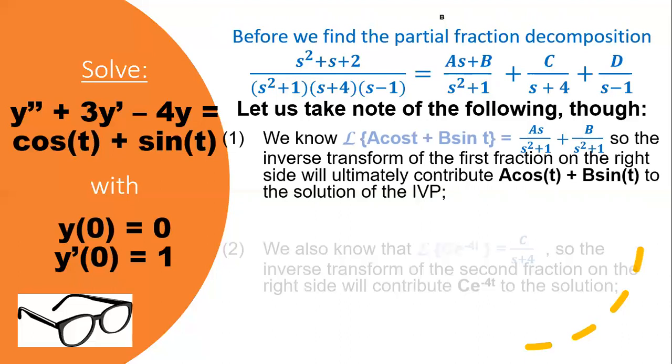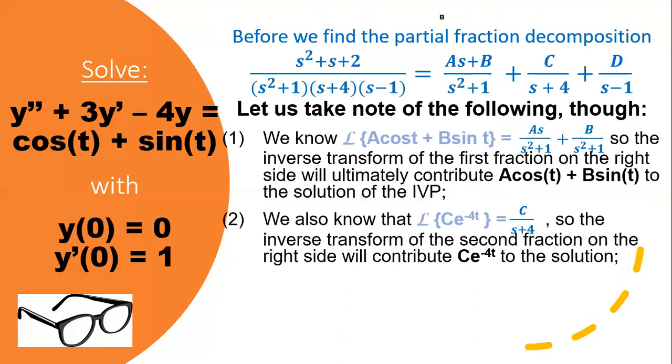Now, what else will we have? Let's look at the linear terms. The second piece on the right-hand side is c over s plus 4. We're going to also find its inverse transform eventually. But we know, remember, that c times e to the minus 4t has a Laplace transform of c over s plus 4, exactly the fraction we see on the right. So that means that that second fraction, when we inverse transform it, will give us a contribution of c times e to the minus 4t, which again, remember, was also expected to be part of our solution.